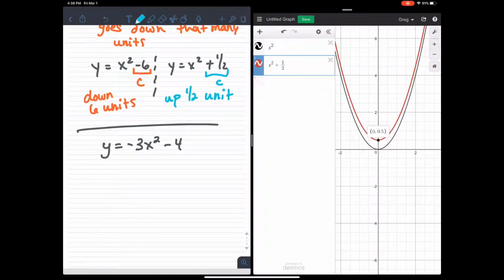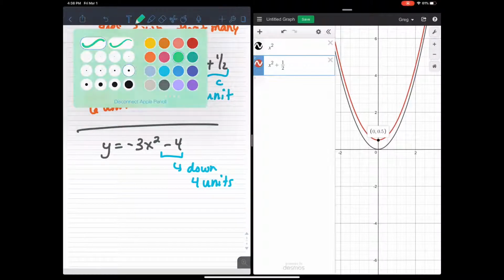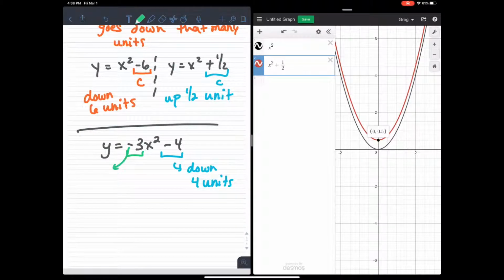If I look at this last one, we can see the c value here is a negative 4, so this is going to cause the graph to go down 4 units. But as a good review, there is an a value here from our last video, so the negative is going to cause my graph to flip over. And if I take the absolute value of that a, I get 3. And 3 is bigger than 1, so it's also going to be vertically stretched, which we might call skinny.